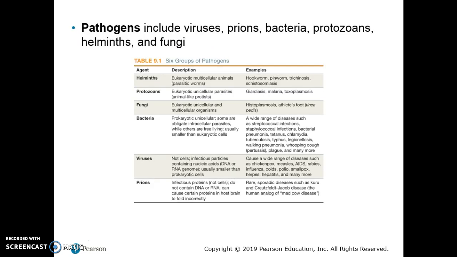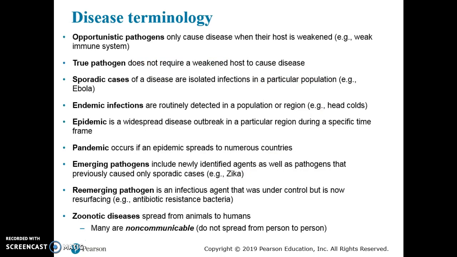All right, so with the pathogens, any microorganism can be a pathogen. And in Table 9.1, we see the different groups of pathogens. The helminths, those are the parasitic worms. Protozoan, animal-like protists, those are eukaryotic. And then fungi, bacteria, viruses, and prions. We've looked at all of these at some degree already. All right, with the disease terminology, many of these terms match up with the Sarago assignment for this chapter.